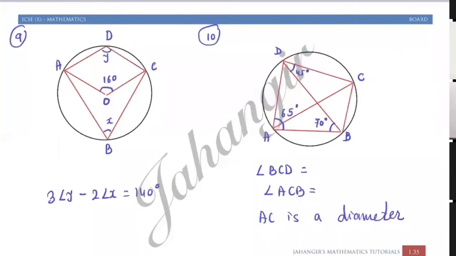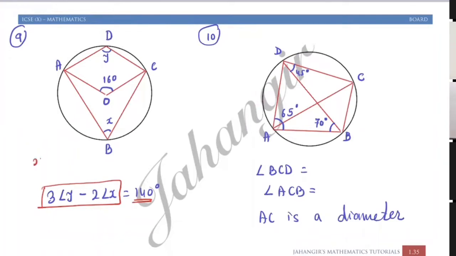Now 9th. The diagram of the 9th question I had already drawn for you. 9th and 10th are both very simple questions. See, in the question we have ABCD as a cyclic quadrilateral. The angle at the center is given as 160. We have to find the value of x and y and check whether it satisfies the equation or not. We have to prove that 3 angle y minus 2 angle x equals 140 or not.